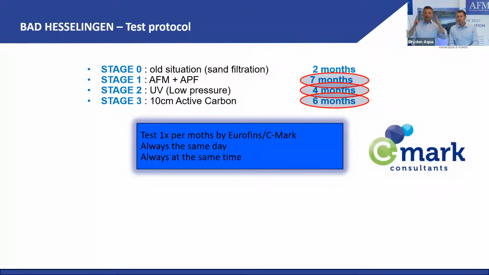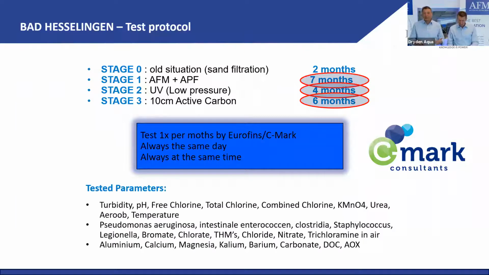And we tested this once per month, always the same day, same time, to have more or less equal parameters. It was done by CMARC, which is probably the best lab that you find. Philip, what did we test? Okay, so we tested, I think, 36 parameters: turbidity, pH, free chlorine, total combined, KMNO4, urea, temperature, and then the biology I cannot spell, all these animals that we will talk about in the next session. Also chlorate, THMs, trichloramine in the air. Not every month, but in some months we did.